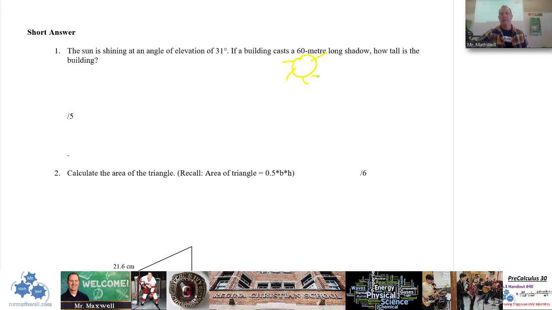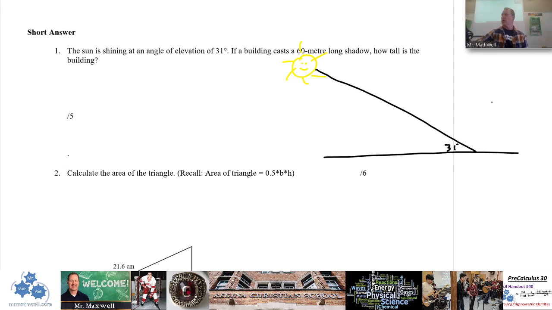Here's the sun, smiling. And it's shining at an angle of elevation at about 31 degrees. Okay? So we have to picture kind of what's happening with the sun there. Now the building, a building casts a 60-meter long shadow. So my building is going to be right about here, let's say.